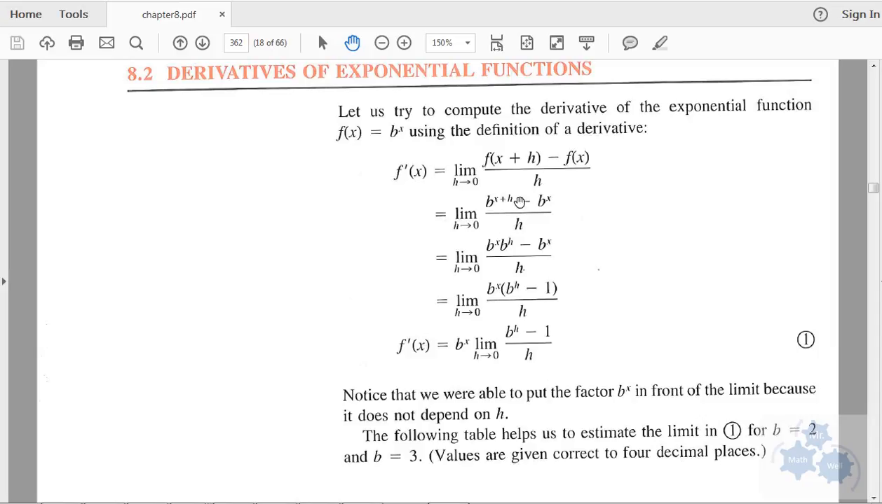So what you can do here is use the laws of exponents to separate b to the power of x plus h into b to the x times b to the h, right? When you do that, do you see that you have a common factor of b to the x? That can be removed, and because it doesn't have anything to do with h, it can be pulled out to the front, basically as a constant.